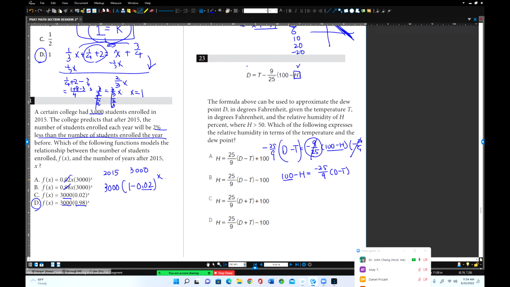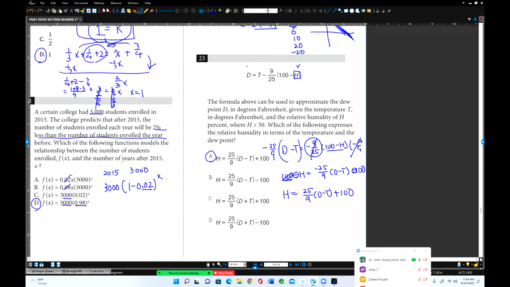Now the next one, we take care of this one. Minus 100, so we got negative H equals minus 100 plus the rest. Now how can you find the H? Times negative 1. H equals, times negative 1 makes it positive, 25 over 9 times (D minus T), and positive 100. That's the answer. Which one is equivalent to this? D minus T plus 100, right? Our choice A is the answer.